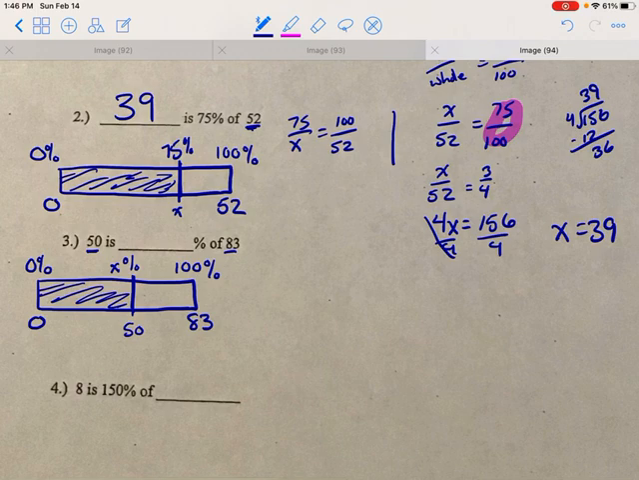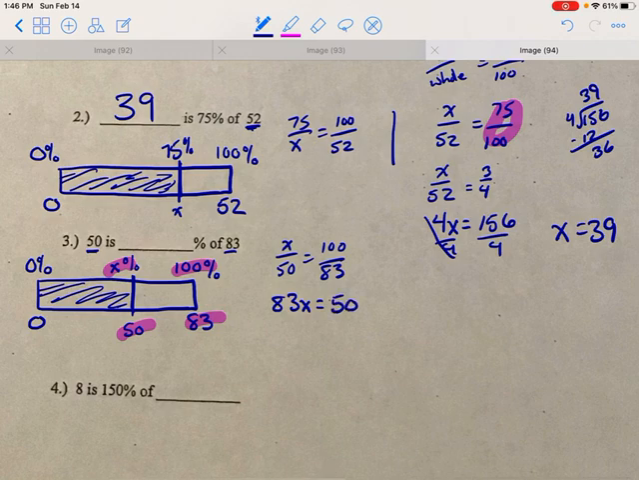All right, I like to kind of scale this. I know that 50 is a little more than halfway between 0 and 83, so I'm expecting my answer to be a little bit more than 50%. Now, I don't really see a nice way to set this up, so I'm just going to go with how it's sitting in front of me: x over 50, 100 over 83. So x over 50 equals 100 over 83. It doesn't look like anything reduces, so I'm going to go ahead and cross multiply.